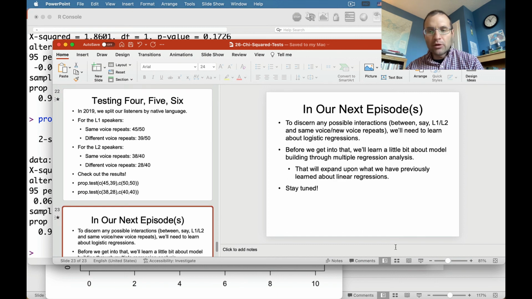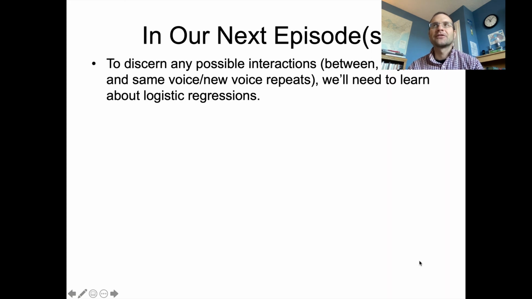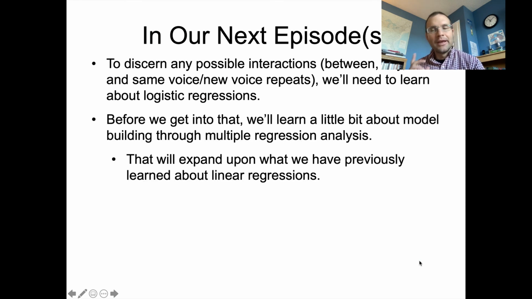Okay, at this point, it would be interesting to think about the factor of same voice, different voice on how many words you can recognize as repeated. And then we also have this potential factor of listener, like there might be a difference between L1 listeners and L2 listeners. But with our apparatus so far, we don't really have a way to investigate any potential interactions between those two factors. In order to do that, we need to learn about logistic regressions. So we're not there yet.